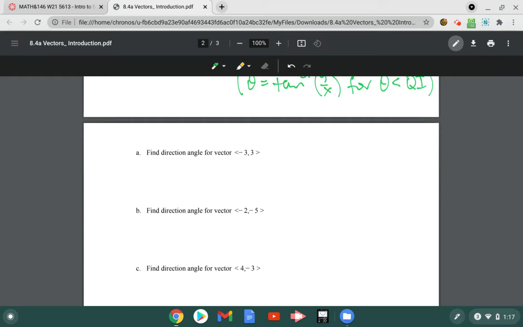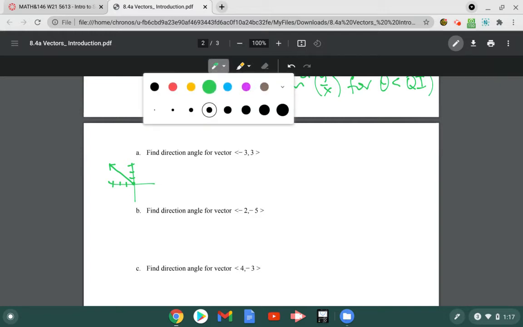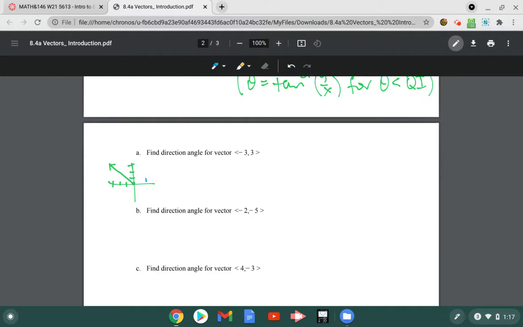I'm going to go ahead and start by graphing it. Sometimes it's easier than having to do a tan inverse or a calculation. So I've got -3 in the x direction, so 1, 2, 3, and 3 in the y direction, 1, 2, 3. It's going to give me a vector here. I'm going to just position these at the origin. They could be positioned anywhere. That direction angle is the angle measured from the positive x-axis over.